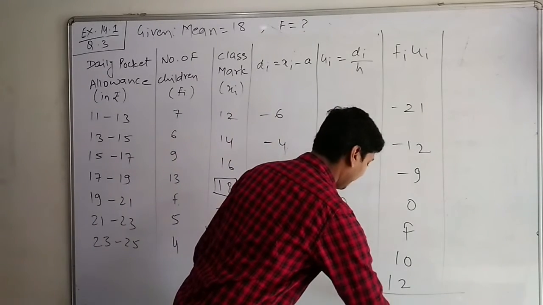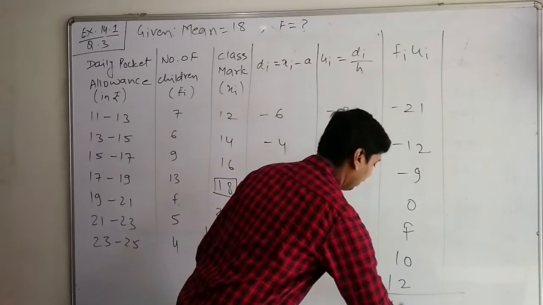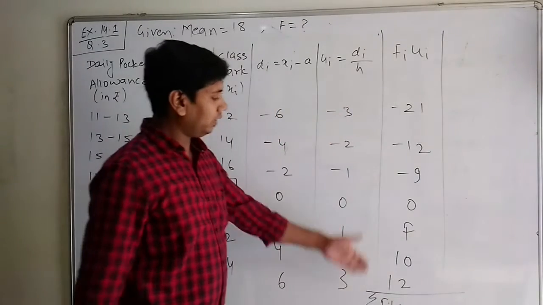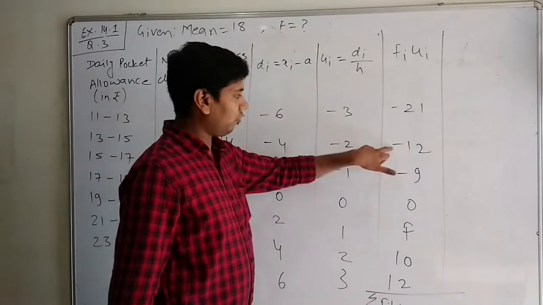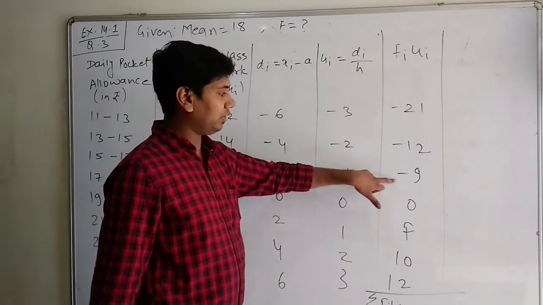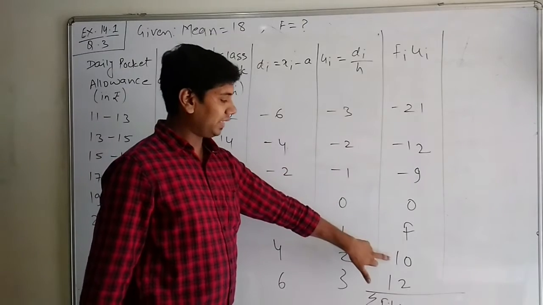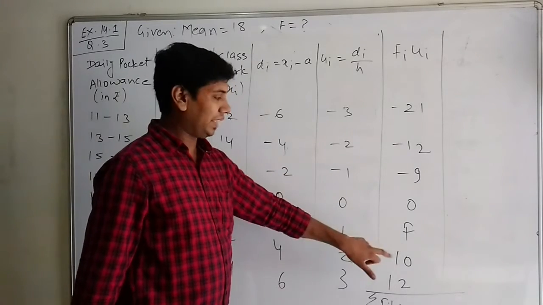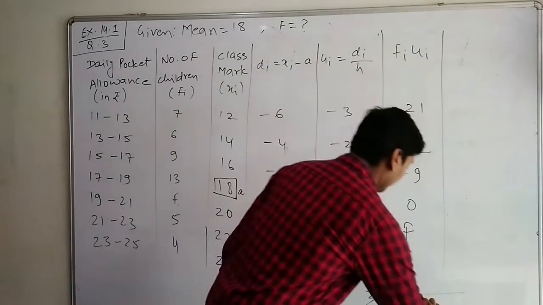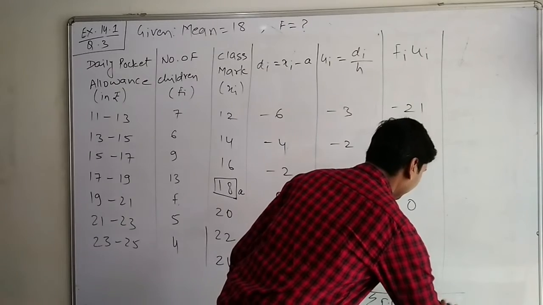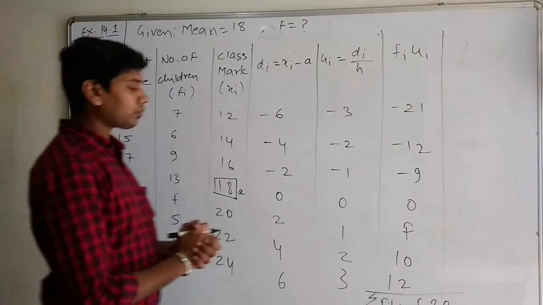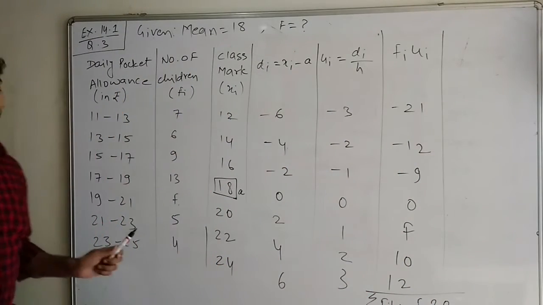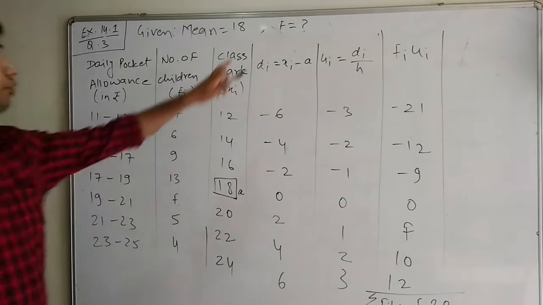Now the next step, find sigma fi ui. We have to add all this data. So plus 12 and minus 12 cancel out, minus 21 minus 9 is minus 30, plus 10 is minus 20, plus f. So sigma fi ui is equal to f minus 20. Clear?